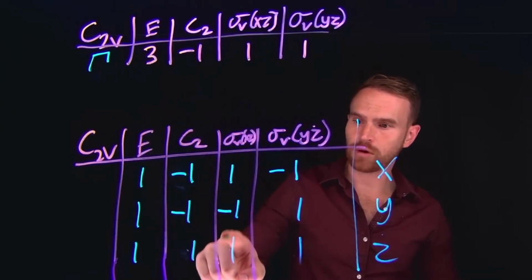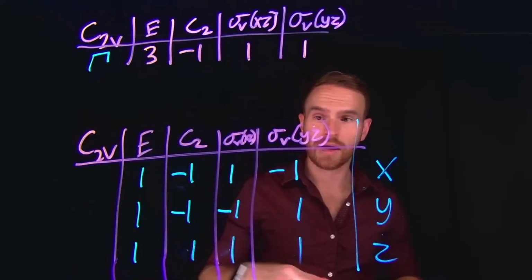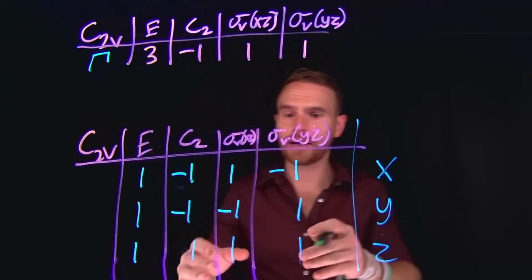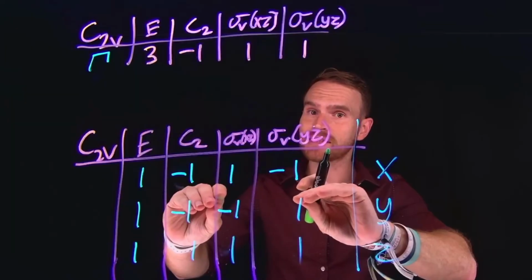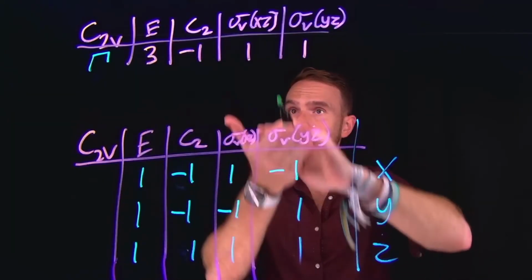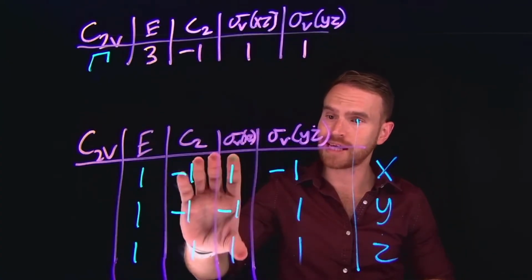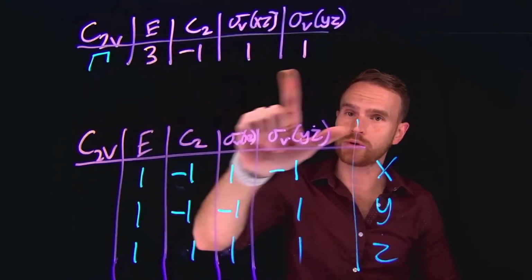1 plus negative 1 plus 1 is 1, and negative 1 plus 1 plus 1 is 1. So notice that these do align, allowing me to combine them in some fashion, and since I'm combining irreducible representations, I make a reducible representation. So these cannot be further reduced, but they can be combined to make up the reducible representation.